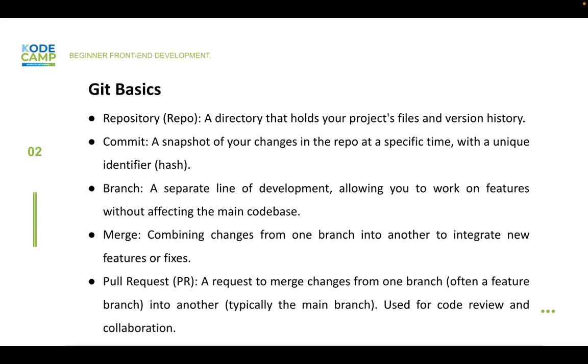So anybody that is going through your repository is going to know that, okay, Kenny worked on this particular part of the project. So a commit is a snapshot of your changes in the repo at a specific time. That's what committing is: you commit a particular code that you write at a particular time.